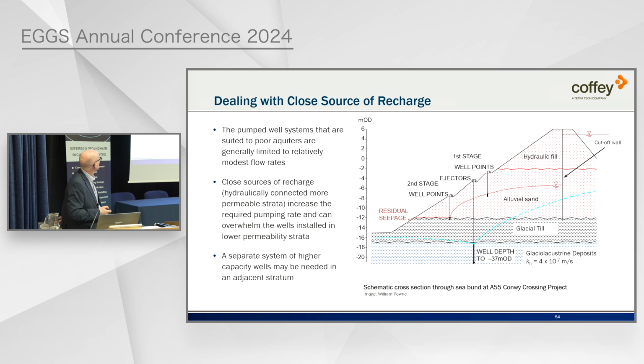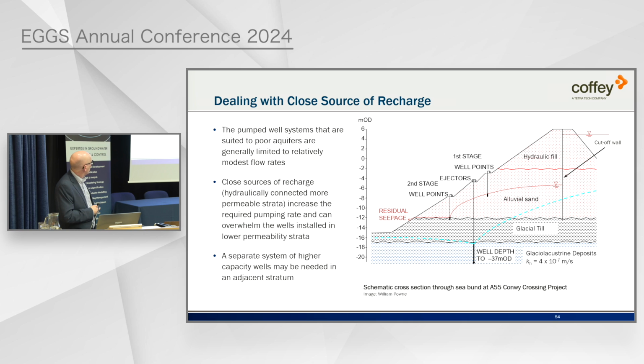Just a final couple of slides now: how to deal with close sources of recharge. I've mentioned that if you have a close source of recharge, a separate aquifer in hydraulic connection with the poor aquifer, then that can overwhelm your wells in the poor aquifer. And so sometimes you need to have a separate dewatering system in the poor aquifer to reduce the head.